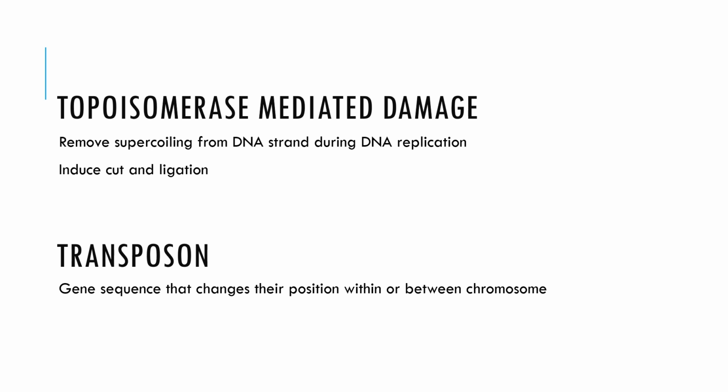You know that topoisomerase is responsible for removing supercoiling from the DNA strand during DNA replication. You know that the DNA strand is a highly supercoiled structure. To facilitate the process of DNA polymerase and DNA helicase, topoisomerase induces a cut, removes the supercoiling, and then ligates the DNA strand. So topoisomerase is responsible for these things.